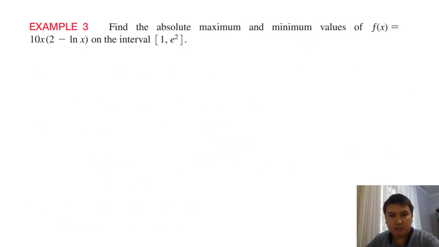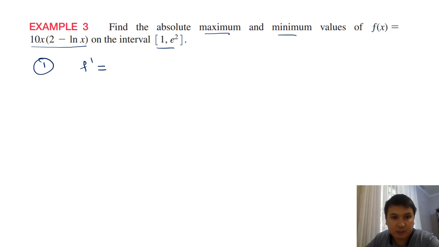Okay, another example. Again, we would like to find extrema for the function 10x(2 − ln x) on this interval. On this interval, ln x is continuous, x is continuous, everything is continuous, and the interval is closed. So by the extreme value theorem, we have the extrema, right? So there is a guarantee.